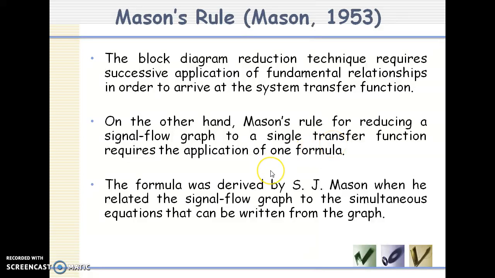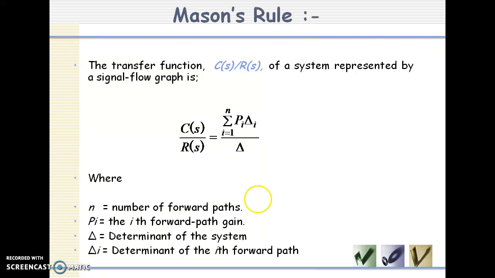The formula was derived by S.J. Mason when he related the signal flow graph to the simultaneous equations that can be written from the graph. Now, we'll see what Mason's rule is. The transfer function C(s)/R(s) of a system represented by a signal flow graph is given by C(s)/R(s) = sigma i equal to 1 to n of Pi times delta i, divided by delta, where n is the number of forward paths, Pi is the ith forward path gain, delta is the determinant of the system, and delta i is the determinant of the ith forward path.